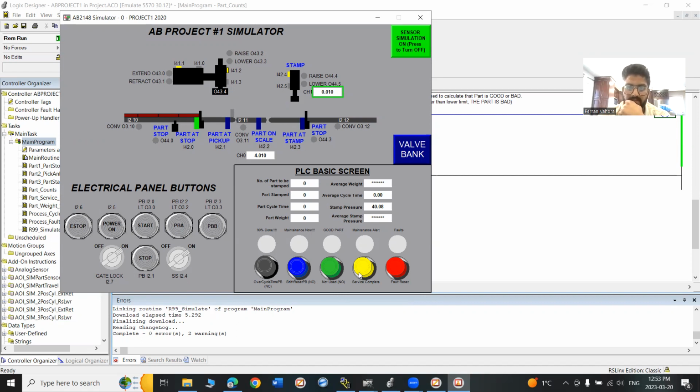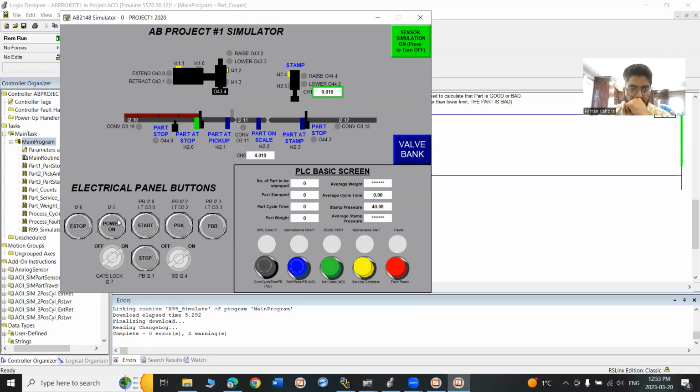For the maintenance alert, if the part count exceeds 10, the maintenance alert will turn on as a service soon warning. And if the part count exceeds the preset value of the counter, the service is required. So here I have taken the maintenance. For that, I have taken the fault reset switch over here, and a fault indicator.